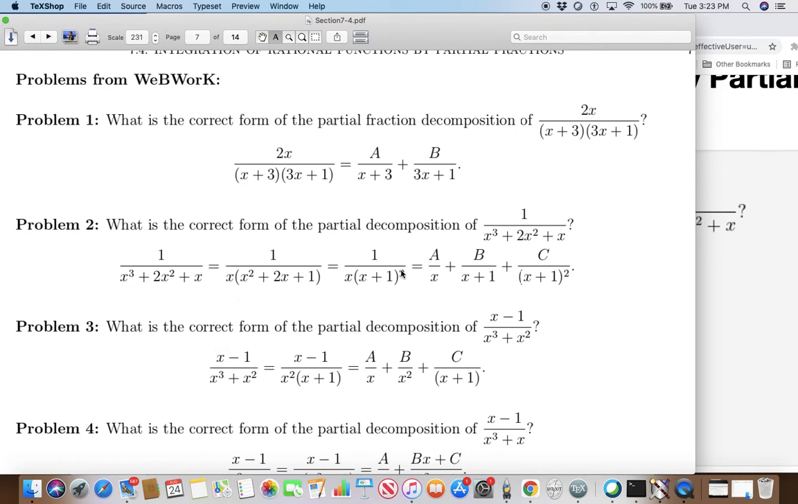It has a higher power than 1. In other words, I have one constant for x and I have two constants for x plus 1 and (x plus 1) squared. So this is the correct partial decomposition.